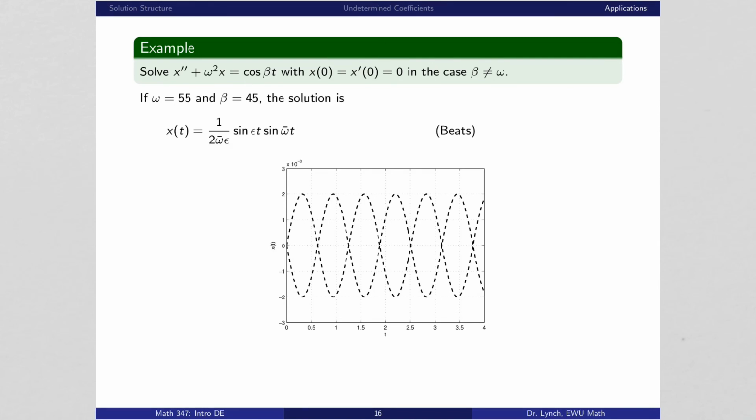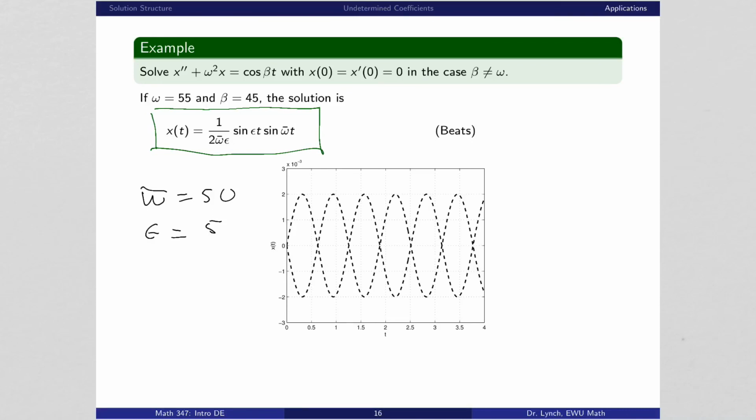In doing that, we can again write our solution as an oscillatory function with a time-dependent amplitude. Where this ends up being interesting is in the case where omega and beta are close but not equal to each other. When they are close but not equal, omega bar ends up being the average of those two. So in this case, omega bar is 50 and epsilon is 5.